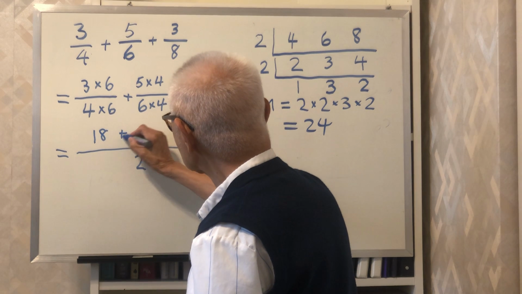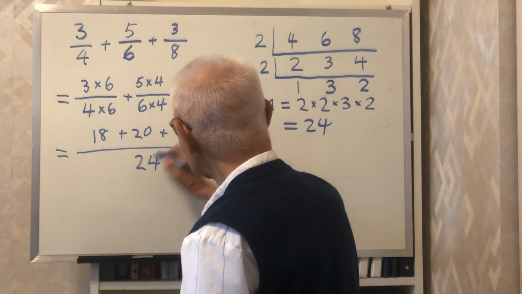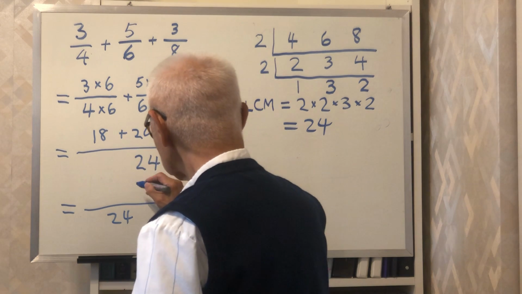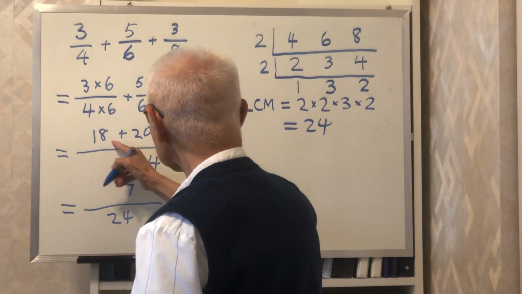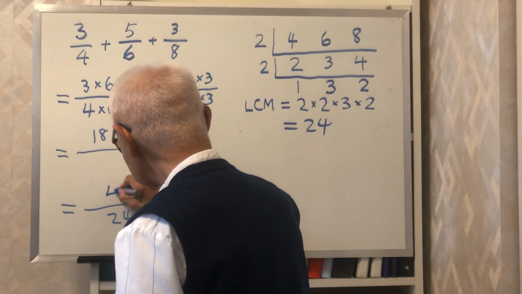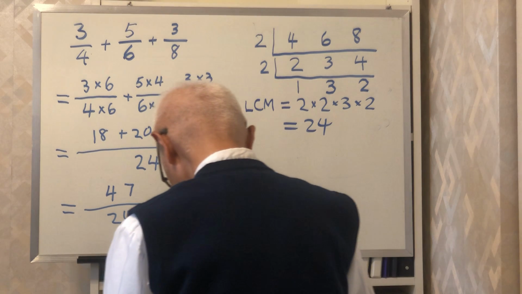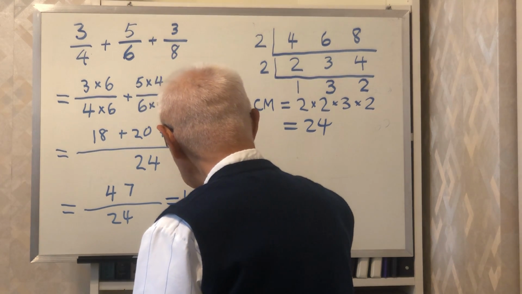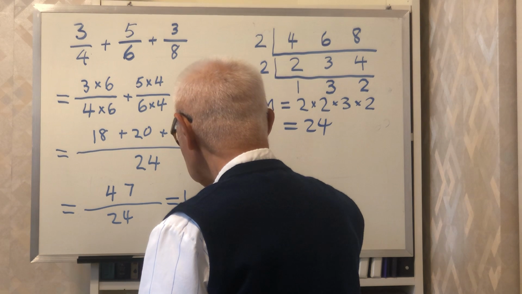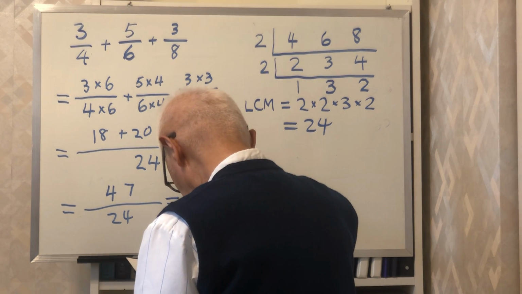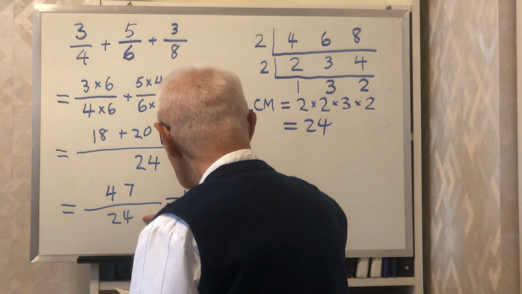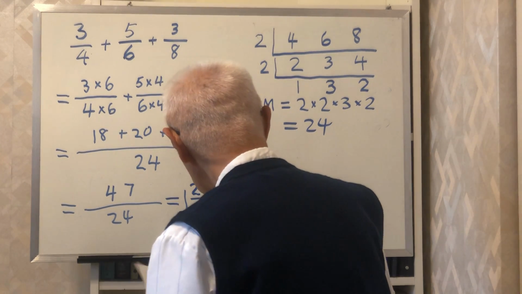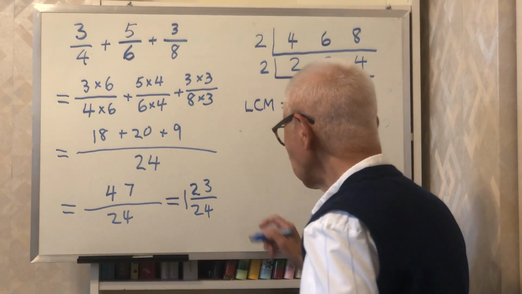18, 29. So what is this? So the unit digit is 7. It's 47, right? Let me double check. Don't make any mistakes. So it's mixed number. So this becomes 1 and 23 over 24. So this is my answer.